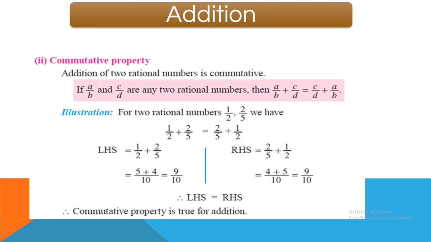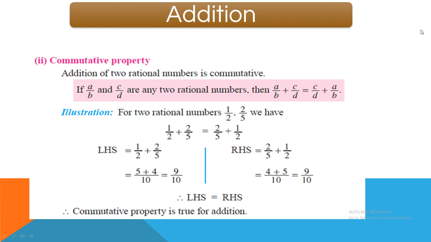Next property is the commutative property. Addition of two rational numbers is commutative. What does commutative mean? Commutative means if we change the order of addition of rational numbers, the result will be the same. For example, if A by B, C by D are any two rational numbers, then if we add A by B plus C by D, and then we add C by D and A by B, the result will be the same. For this, let's take one example.